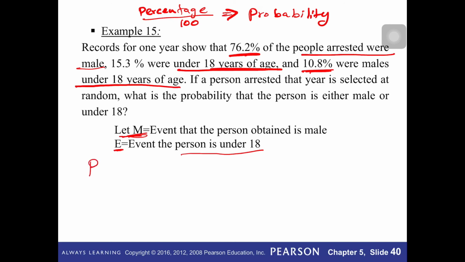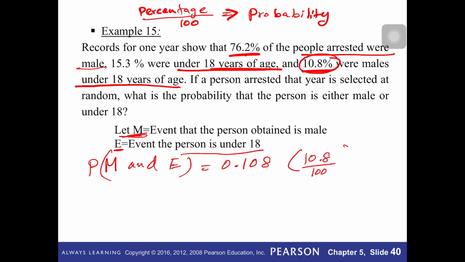So what does that mean? You have M, prisoners are male, and you have E, person is under 18. So this last one, 10.8 percentage, they are talking about the combination of these two events, right? M and E. Probability of M and E is 0.108. Clear? 10.8 divided by 100, you get this value, right? Why 10.8? Because 10.8 were males under 18 years old. So under 18 years old, they are males. That's why probability of M and E is equal to 0.108.